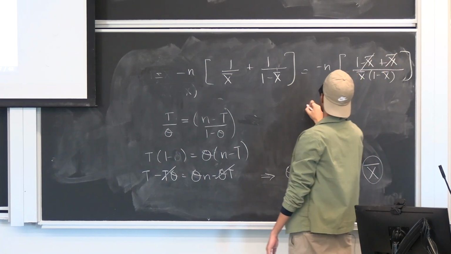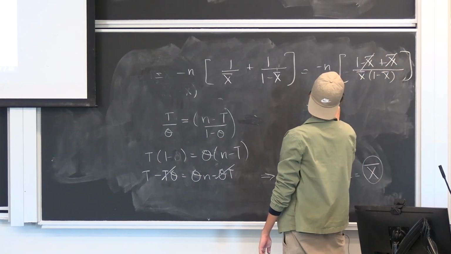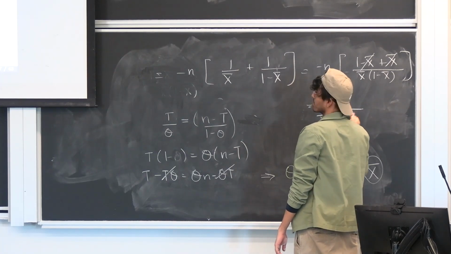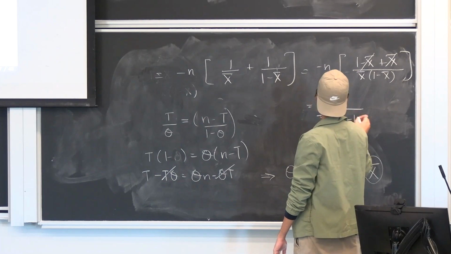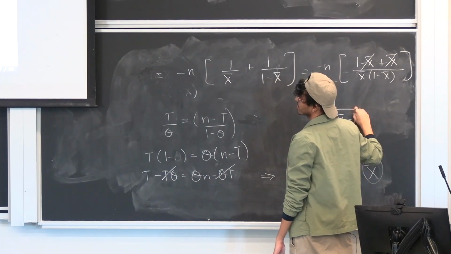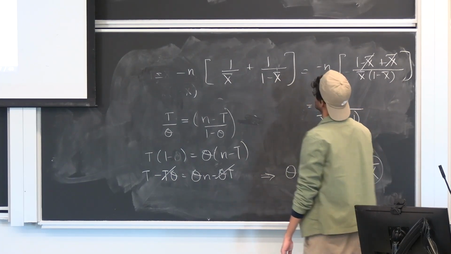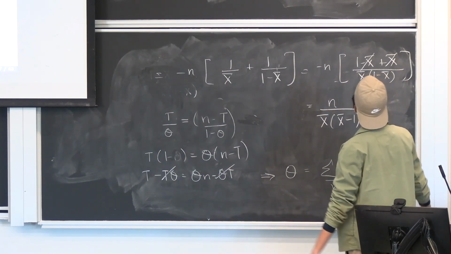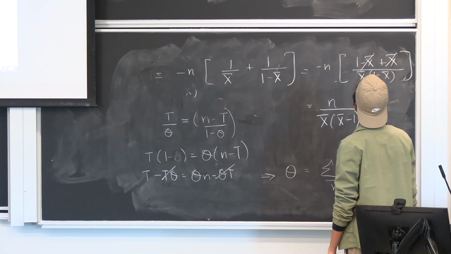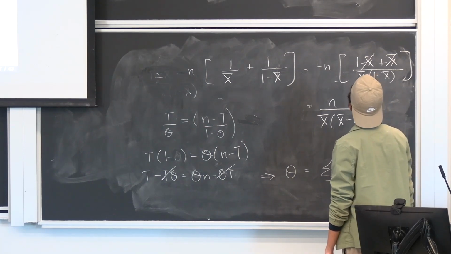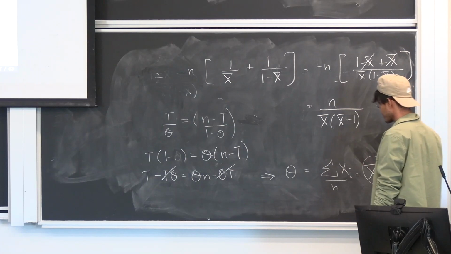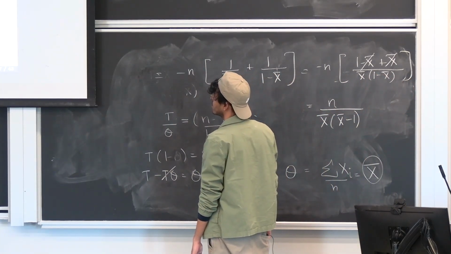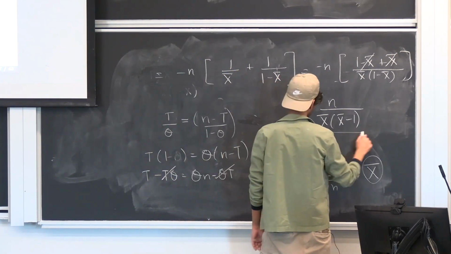This would cancel out. Then you have n over x bar times x bar minus 1. Right? Or am I missing something else as well? No, this should be right. Cool. Now this is your Fisher information.